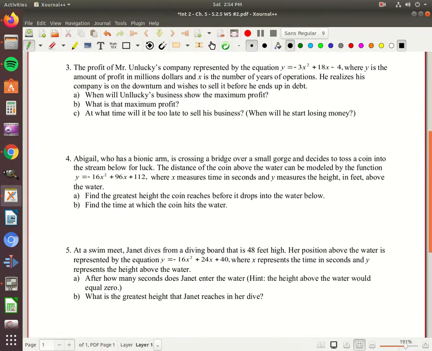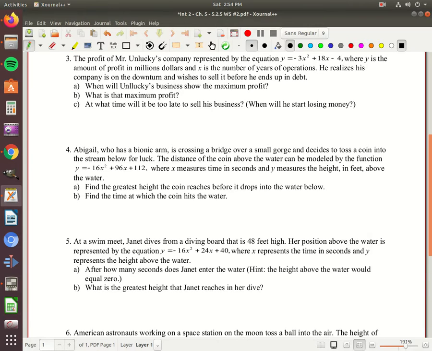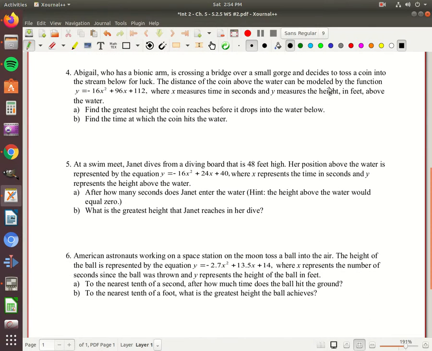All right, so let's just randomly pick here. It says Abigail, who has a bionic arm, is crossing a bridge over a small gorge and decides to toss a coin into the stream for good luck. The distance of the coin above the water can be modeled by the function y equals negative 16x squared plus 96x plus 112, where x is the time in seconds and y is the height in feet above the water. So it says find the greatest height the coin reaches before it drops into the water below, and find the time where it hits the water.